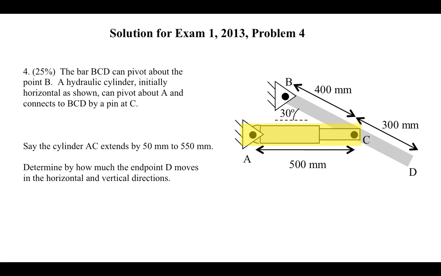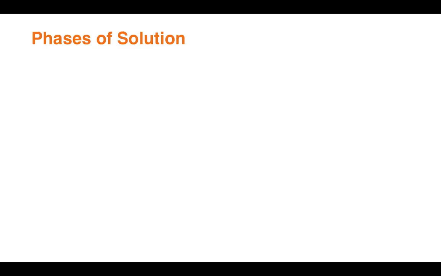cylinder. It can extend or contract. It can pivot about point A, and it's connected to BCD at the point C. And the problem is, given the cylinder extends by 50 millimeters, how do we determine the motion of the point D? This problem involves only geometry and changes in geometry. There are no forces that are relevant.